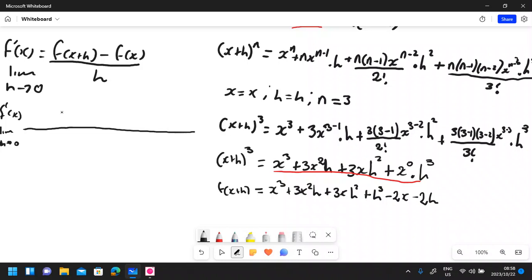So we're going to continue. So let's substitute f of x plus h. Remember, f of x plus h is this long expression here. So let's do it. Let's not forget the equals sign here.